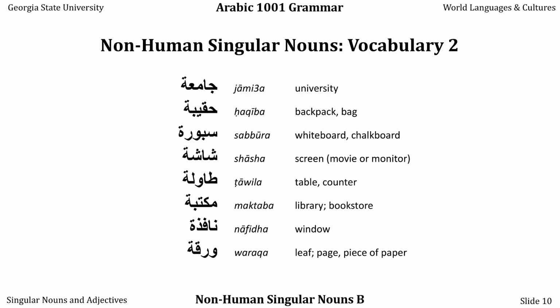So let's take a look at the new vocabulary words we've learned here today. Jami'a is a university. It comes from the word jami', mosque, because originally universities were parts of large mosques. A haqiba is a backpack or any kind of mid-sized bag.